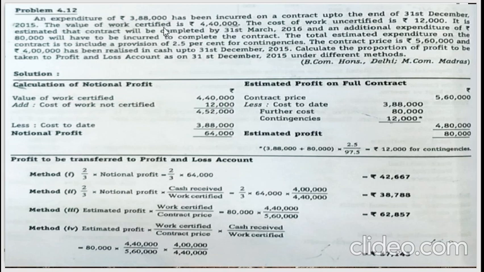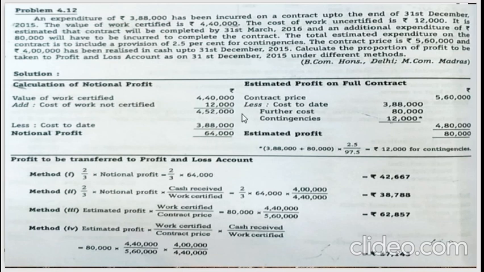It is estimated that the contract will be completed by 31st March 2016. Now we have added your work certified and uncertified, which will give you 4,52,000. With that, we will subtract the expenditure which is incurred, which is 3,88,000. 4,52,000 minus 3,88,000 will give you 64,000 of notional profit.